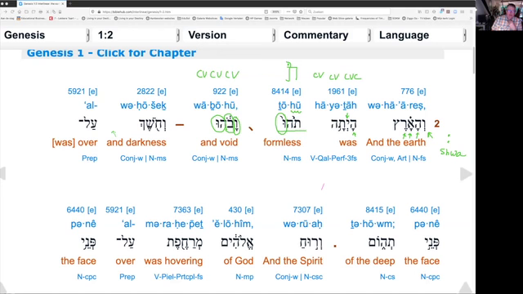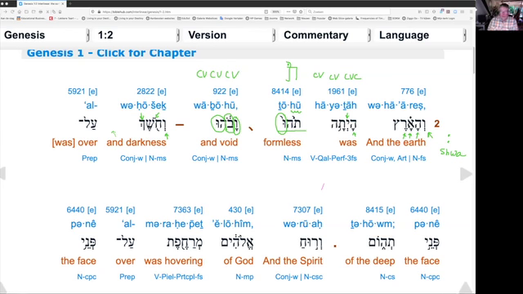The next word, v'choshech. Again, the vav with the sheva, v. The cholam is over here. So you have the chet with the cholam. Then you have the shin with the segol, and the kaf at the end. V'choshech. Another word, Elohim, you already have.